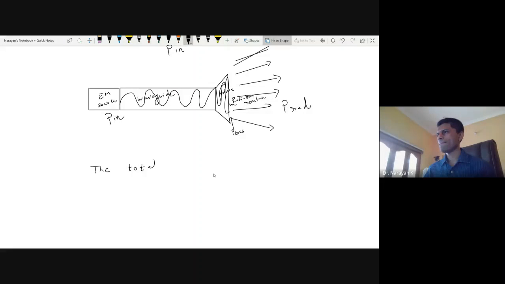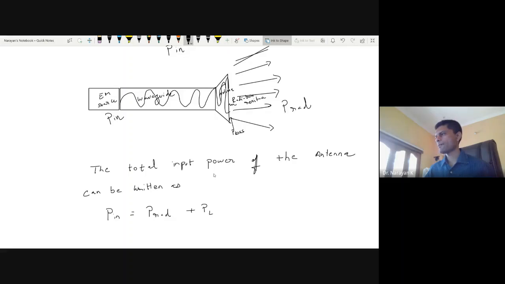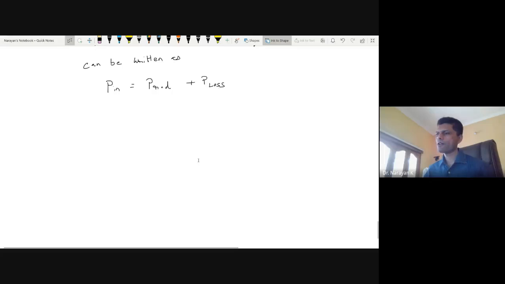The total input power of the antenna can be written as: power input is equal to power radiated plus power lost.